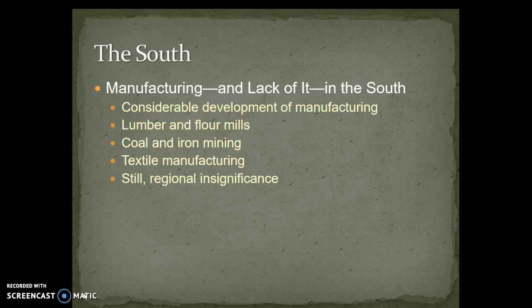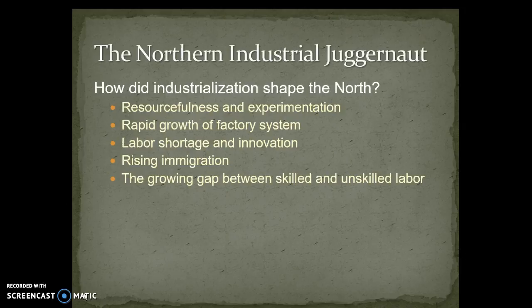Although the temper of Southern society discouraged businesses and commercial activities, considerable manufacturing developed. Small flour and lumber mills as well as iron and coal mining flourished. The availability of raw materials and water power led to the development of textile manufacturing. However, the Southern textile industry remained insignificant compared with that of the North. Less than 15% of all goods manufactured in the United States in 1860 came from the South, and the region depended on the North for most of its manufactured goods.